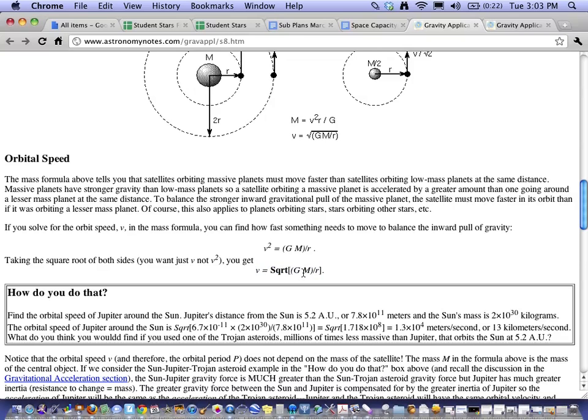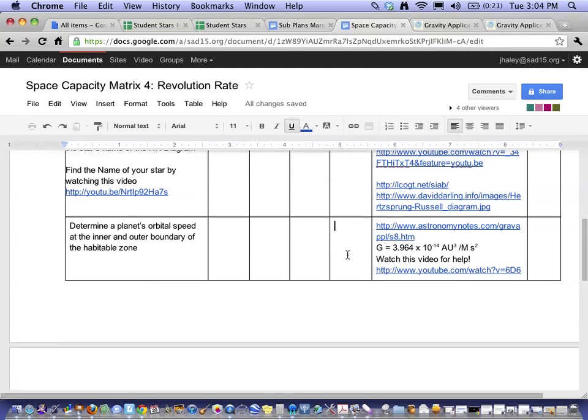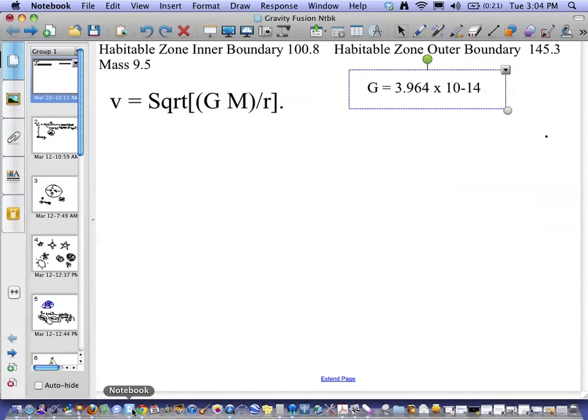M is the mass of your star, that piece of evidence that you put down in the beginning. And the R is the radius at which your planet travels around your star. And that's your Ri and your Ro from the habitable zone matrix. We're going to take that information as well as this number G here, and we're going to put that into a notebook. So I have all of that right over here.